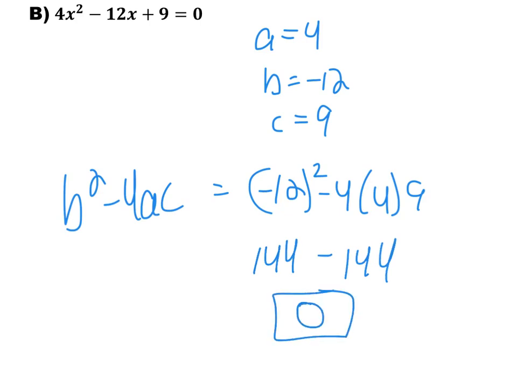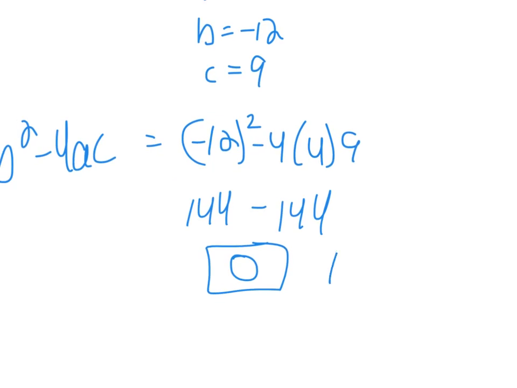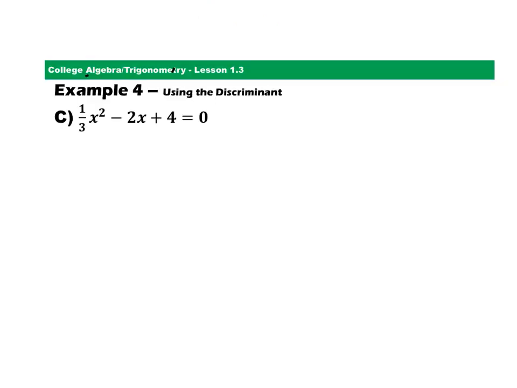So if my discriminant value is 0, what does that mean, Evan? 1. Perfect. 1 real solution. Good. You'll understand it on Thursday. You will, Evan. I believe in you.